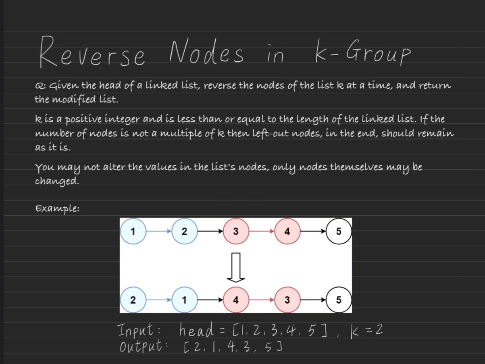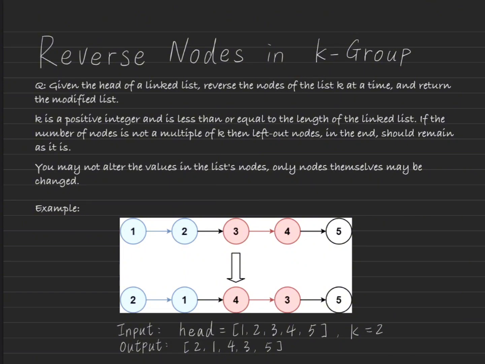Today's question is reverse nodes in K group. The question is as follows. Given the head of a linked list, reverse the nodes of the list K at a time and return the modified list. We know that K is guaranteed to be a positive integer and it will be less than or equal to the length of the linked list.